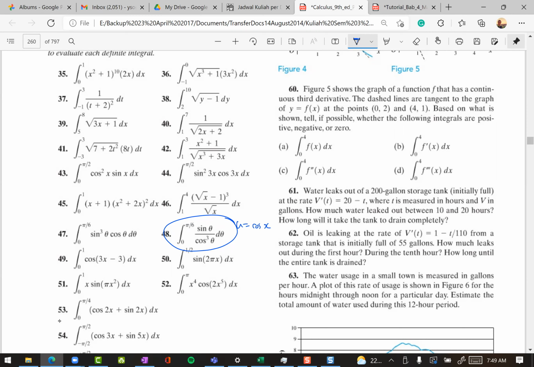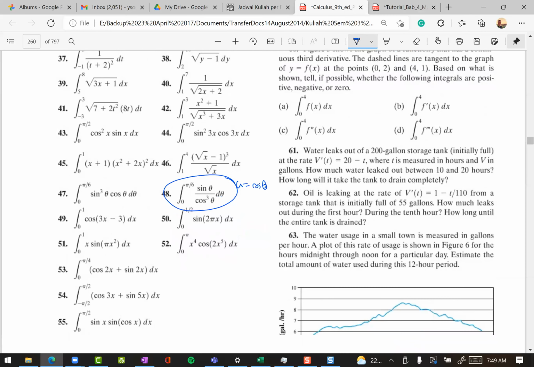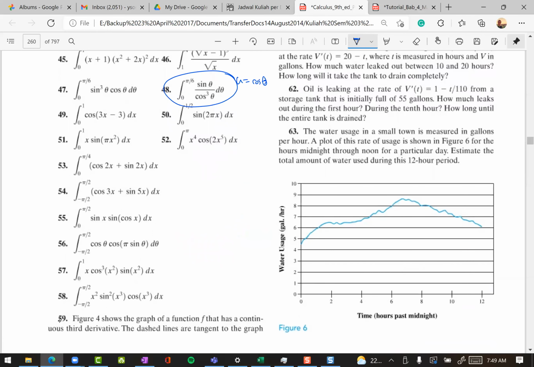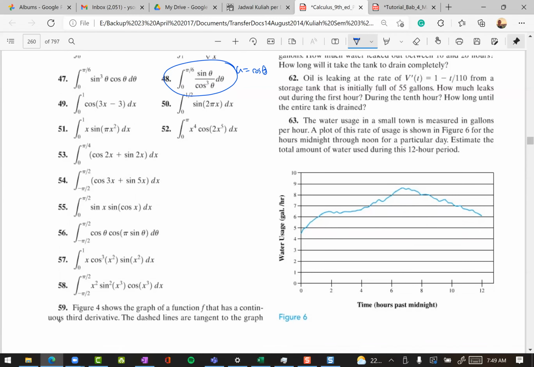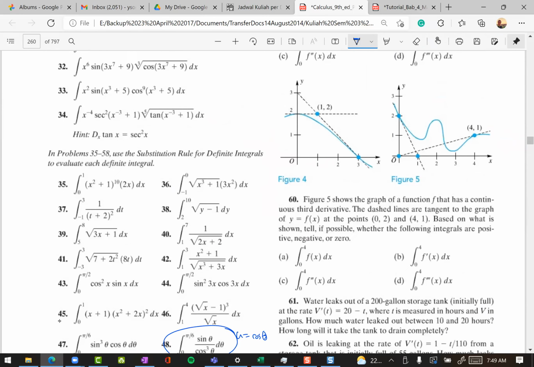Okay, so that is du is negative sine dx, or d theta in this case. Sorry, it should be theta. Okay, that's this example. I'll let you do the exercise later.